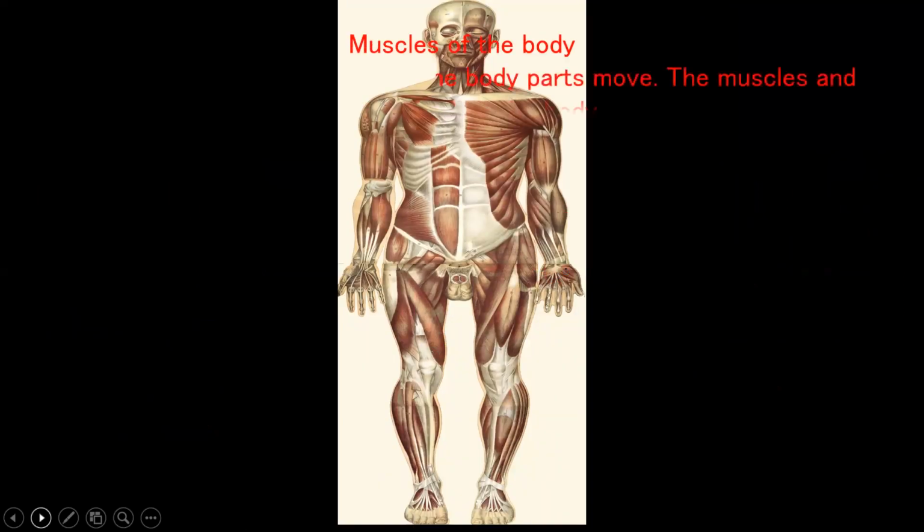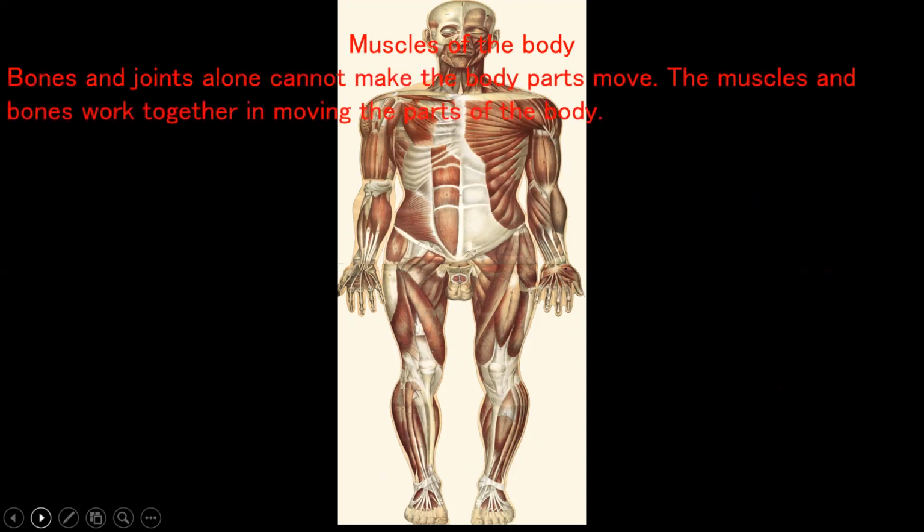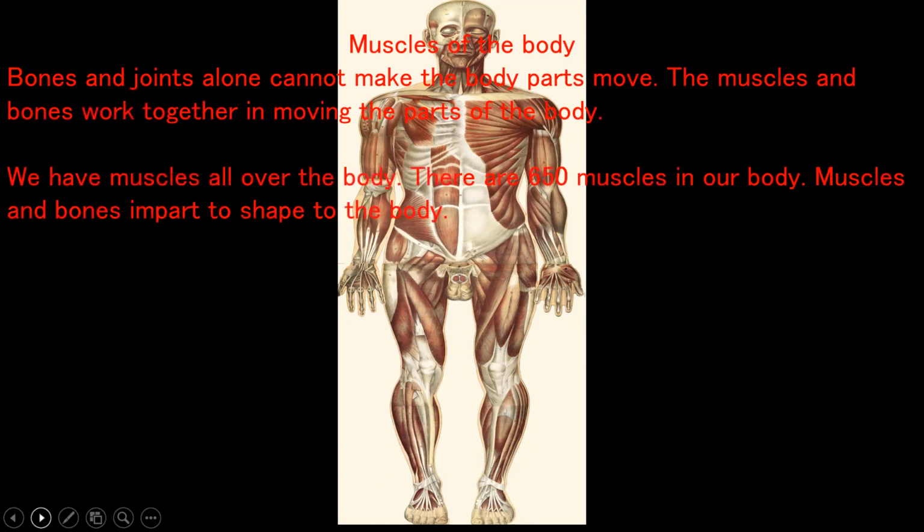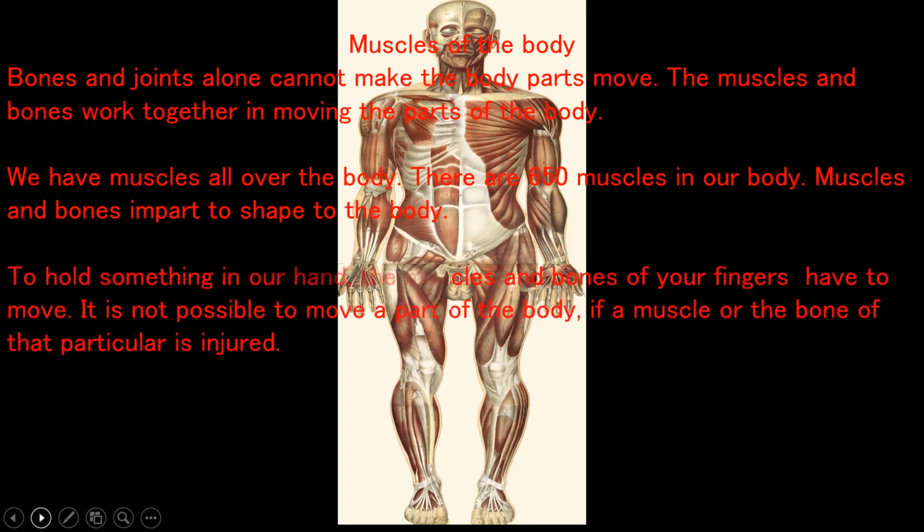Muscles of the body. Bones and joints alone cannot move. The muscles and bones work together in moving the parts of the body. We have muscles all over the body. There are 650 muscles in our body. Muscles and bones impart shape to the body. To hold something in our hand, the muscles and bones of our fingers have to move. It is not possible to move a part of the body if a muscle or the bone of that particular part is injured.